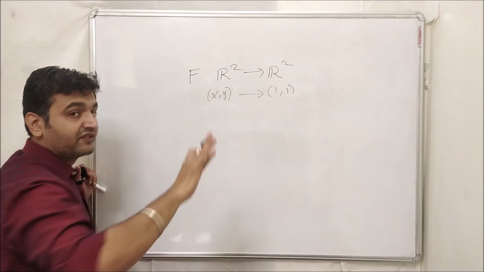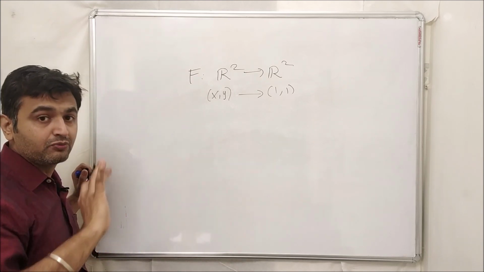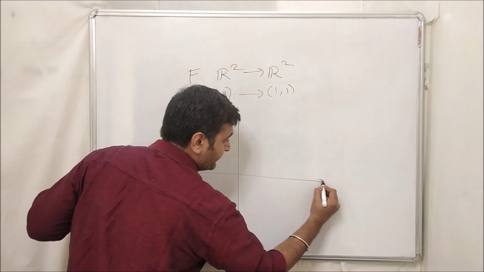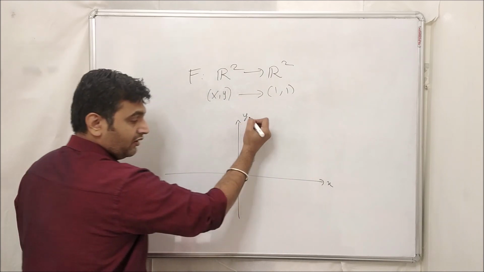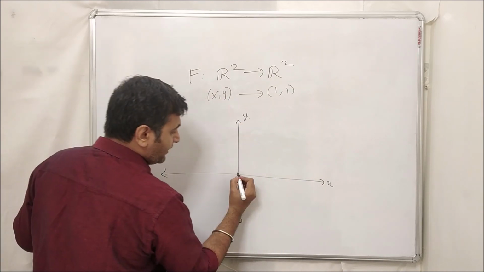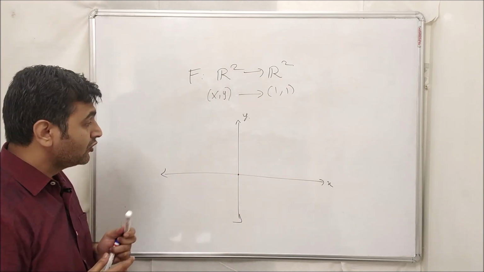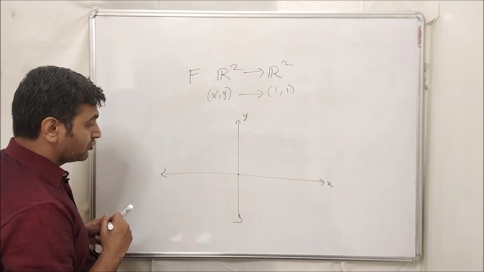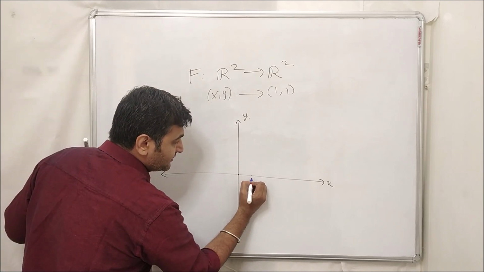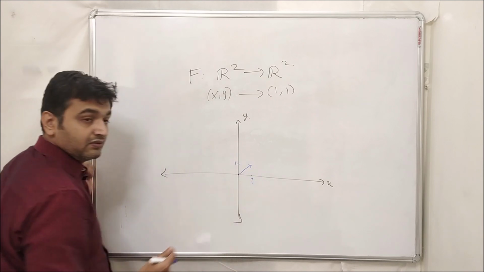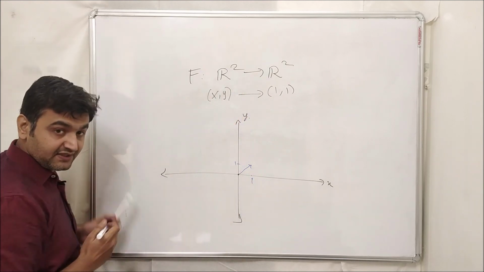So this is a constant function. Everything is going to 1 comma 1. Now how do we plot it? Suppose this is my xy plane, x and y. Now suppose you take 0 0. What is the output of 0 0? It is 1 comma 1. So how do you plot a vector? If this is my 1 and this is my 1, my vector is this 1 comma 1, because that's what the direction is.